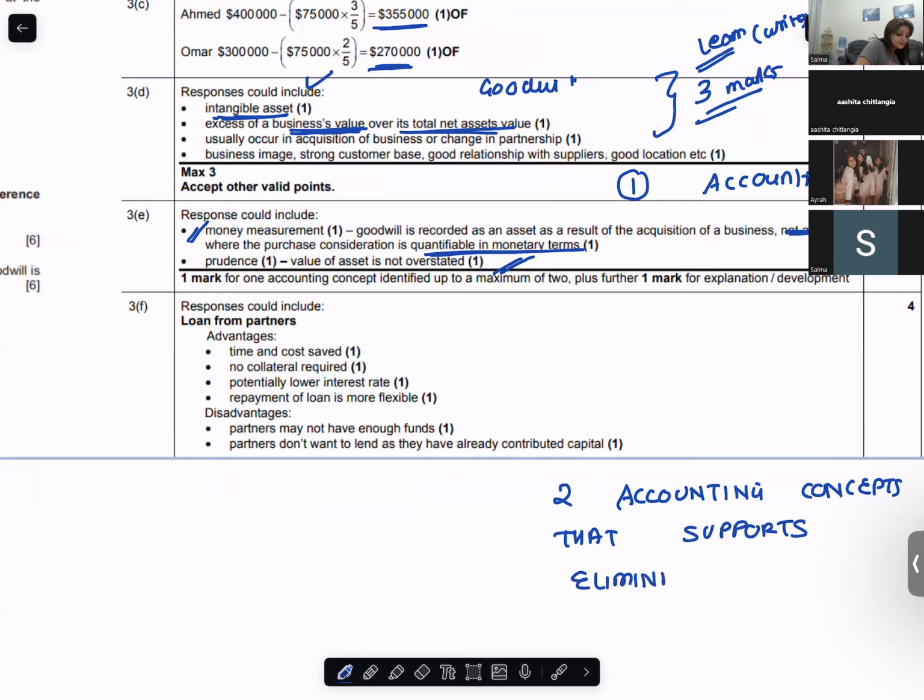So the first one is money measurement, which says that goodwill is recorded as an asset, because it is in monetary value. What nonsense are you speaking? It's written there, and you are reading. I don't want you to read, because you're not reading properly. I should have explained why you are eliminating goodwill. Why are you removing the goodwill?